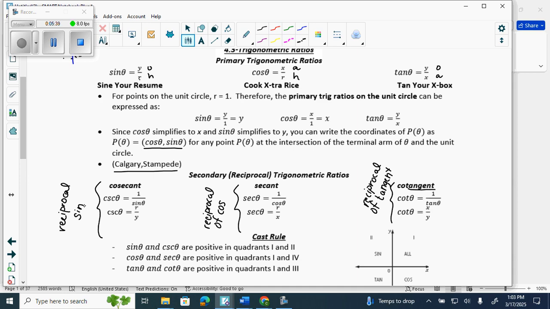So, if cosecant goes with sine, if sine theta is sign your resume, then cosecant theta is resume your. It flips. If cos is cook extra rice, then secant is rice extra. It flips. And then if it's tan your Xbox, cotan is Xbox your. It flips. You're all like, that's stupid. Yeah, you're going to memorize it. That's how it's going to go.